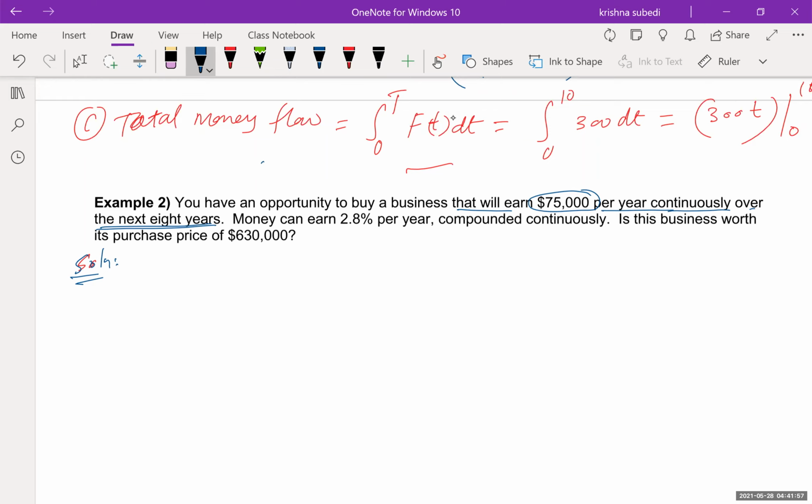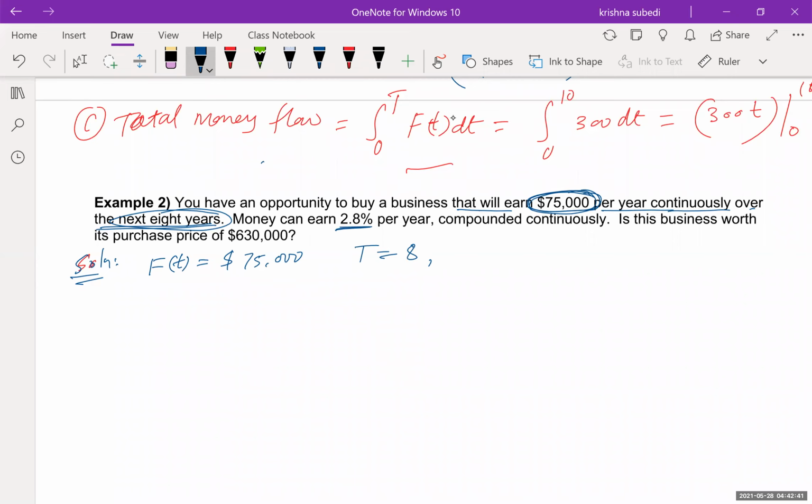Okay, so the money flow is represented by the function. Therefore, your f of t is actually $75,000. So f represents the money flow, the money that you put into the account, or you get that amount on a regular basis. Here the business will earn 75,000 per year continuously over the next 8 years. So that is our f of t. And what is t here? How many years? In the next 8 years means t is 8.